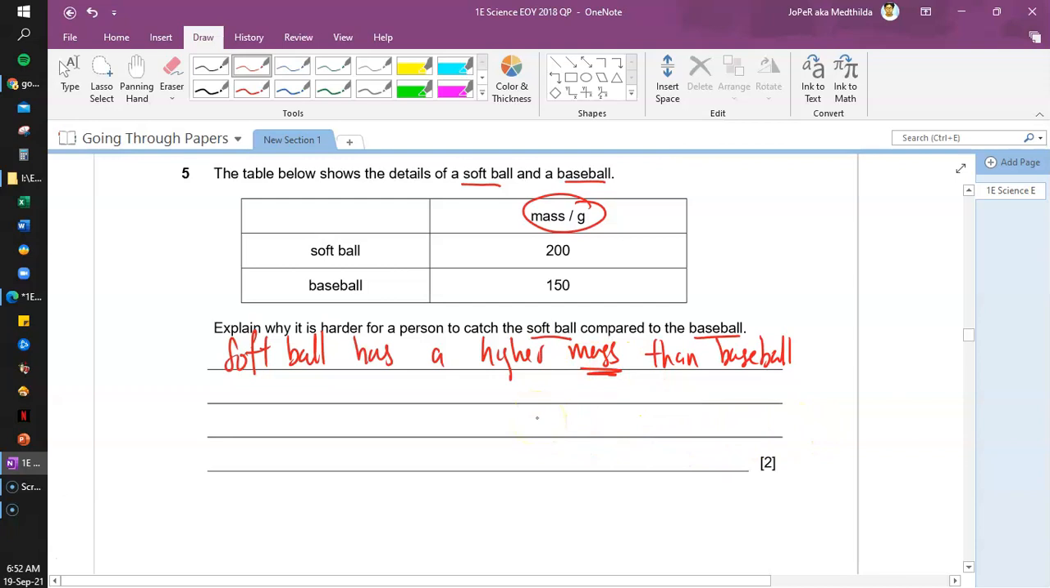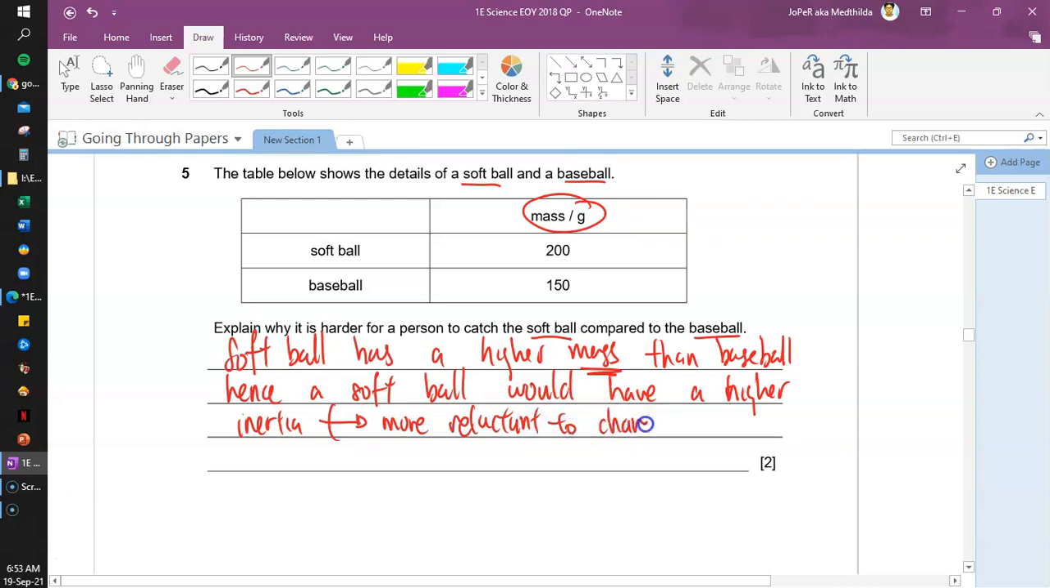Now, why is mass so important? Because the higher mass would result in, okay, a softball having a higher mass than baseball, hence a softball would have a higher inertia. Now the question is what exactly is inertia, and what is the impact of it? Whatever is in the bracket is not really necessary in this answer. I'm just going to let you know that if it's a high inertia, it means it's more reluctant to change its state of motion.